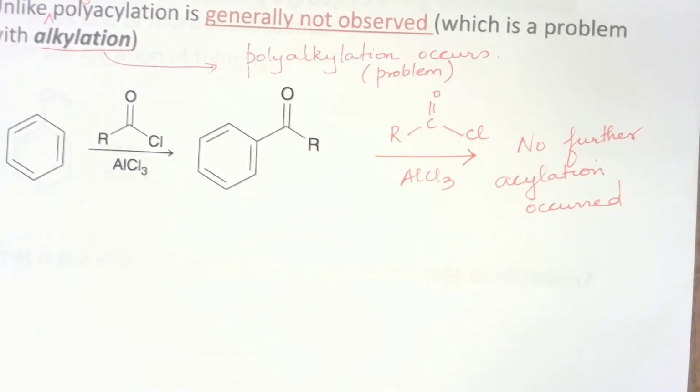So that ends the reactions to produce the monosubstituted benzene compounds. So the first one we saw was bromination, then chlorination, nitration, sulfonation, alkylation, and acylation.